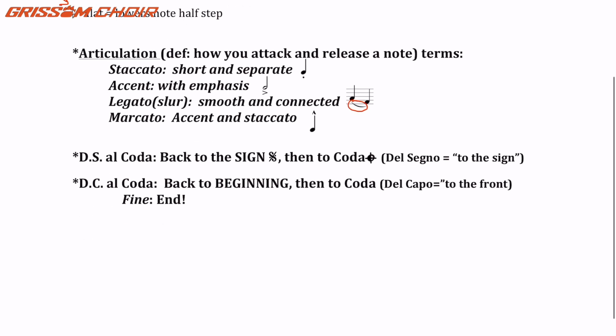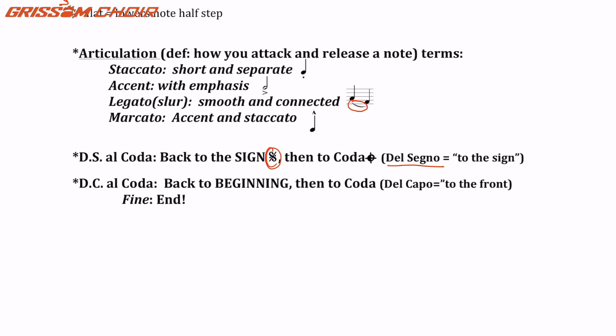And then we have two final definitions that are a continuation of learning about repeats. So a DS al coda and a DC al coda. The DS stands for del segno, to the sign, and DC al coda, DC standing for del capo, to the front. So for the DS al coda, it means that we sing, and then we get to this funky looking symbol, which we call the sign. We will go back to that sign and then sing to the coda.